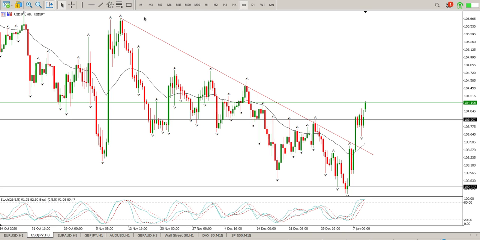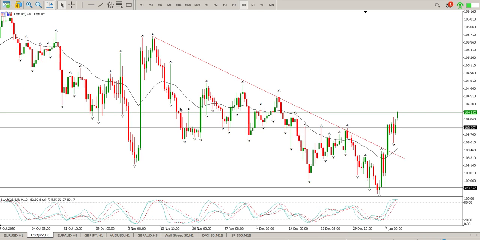US dollar, Japanese yen. So we had this trend line, we've broken, we've consolidated, and now we are moving again. The challenge that I see at the moment is we are breaking through different levels here quite easily, aren't we? And that looks like the next level there, so let's just get that one. That's 104.226.